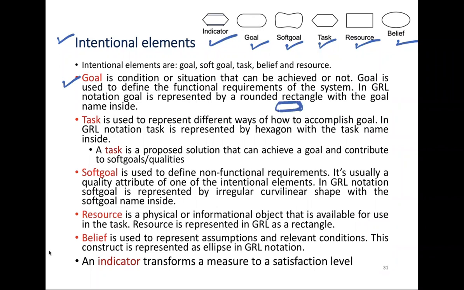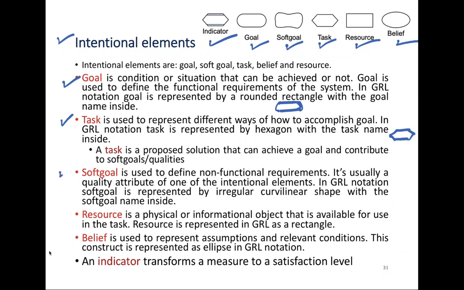On the other hand, a task is used to represent different ways of accomplishing a goal. So what do I need to do in order to have this goal achieved? In the GRL notation, a task is represented by a hexagon with the task name inside it. So this is the representation of tasks. A task is a proposed solution that can achieve a goal and contribute to soft goals and qualities.